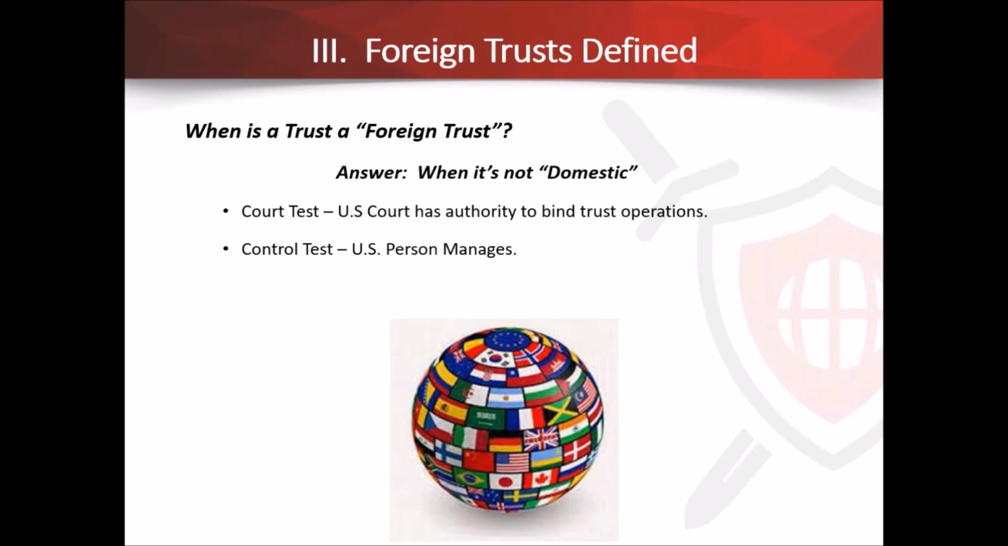Now, we just need to go over some basic definitions here as defined in the code. What is a foreign trust? A foreign trust is actually a negation of a domestic trust. Under the tax code, a domestic U.S. trust must meet two tests. One, the court test, which means that a U.S. court has the authority to bind the trust administration. And two, the control test, which means U.S. trustees control it. If both tests are met, then the trust is a domestic one. If it fails either or both of those tests, it's a foreign trust.